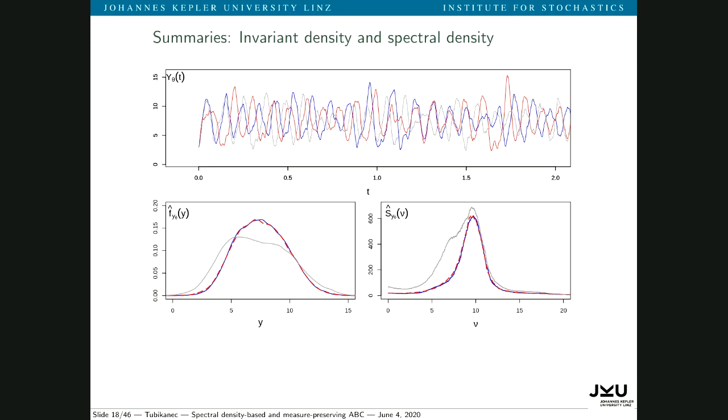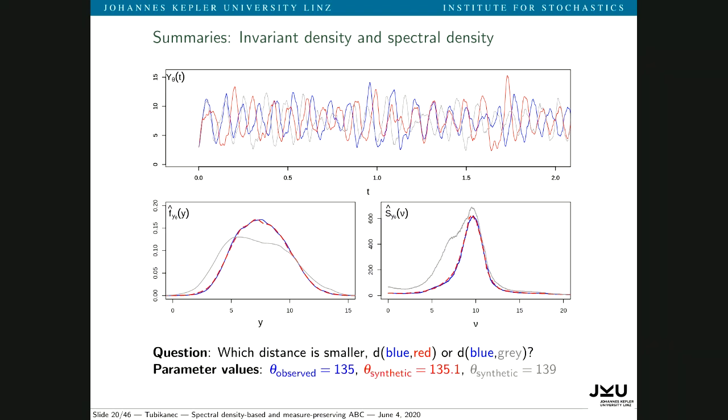And ask again which distance is smaller. Provided that you can see the colors well, I think this question is now very straightforward and easy to answer, because the blue and the red curves are now almost overlapping, while the gray one is clearly deviating. Indeed, the parameter value I used to generate the blue observed path was 135. The red path was drawn under a very close value, and for the gray curve we used 139, which is already more far away.